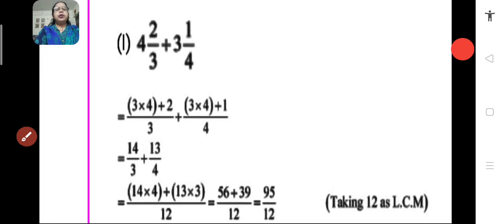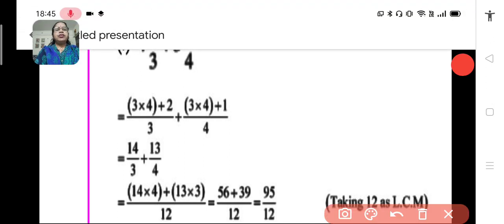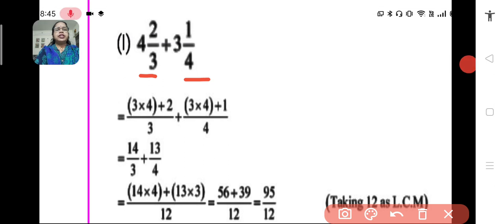Next problem, 4 2 upon 3 plus 3 1 upon 4. So again we change the mixed fractions into improper fractions, and then we change them into like fractions, and then we add them. So changing these two fractions, 4 2 upon 3 and 3 1 upon 4, into improper fractions, what do we get? We get 14 upon 3 and 13 upon 4.